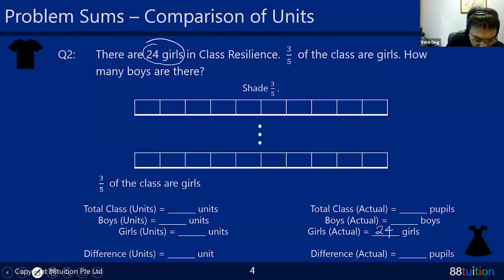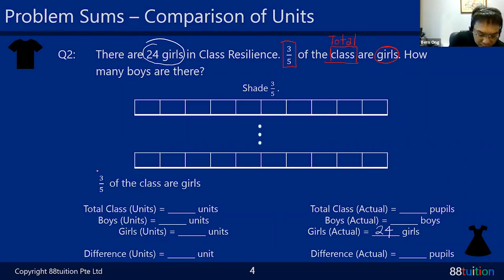Okay, then next thing, I have this fraction over here. This fraction here is 3 over 5 of the class. What is the class? Is it talking about the girls only? No, the class is talking about boys and girls. Isn't that the total? Yeah. So this class here actually means the total. And 3/5 of the class are girls. So the focus here is we are talking about girls.